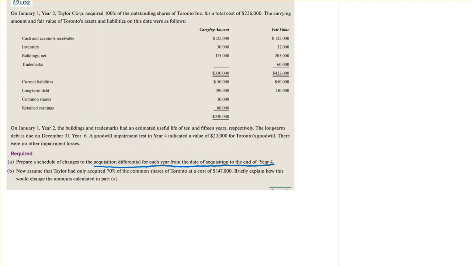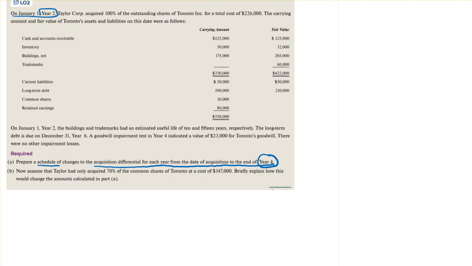So we took over a company. When did we take over the company? We bought in year 2, and now we are in year 4. So 2 years have gone by. So year 2, year 3, year 4 have gone by. Now we are at the end of year 4, and it is asking you to prepare a schedule.